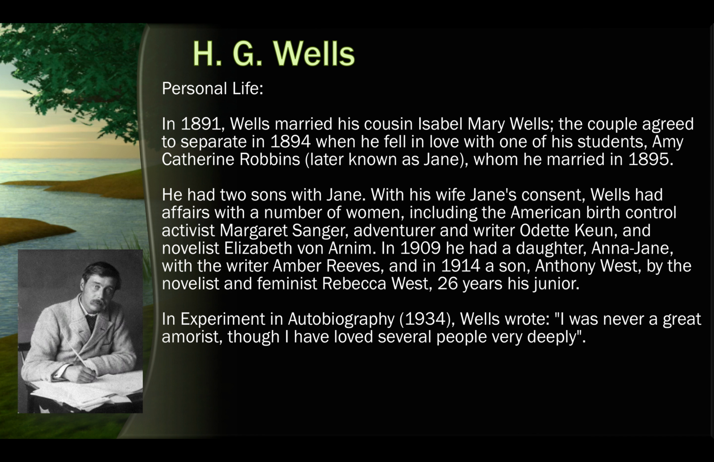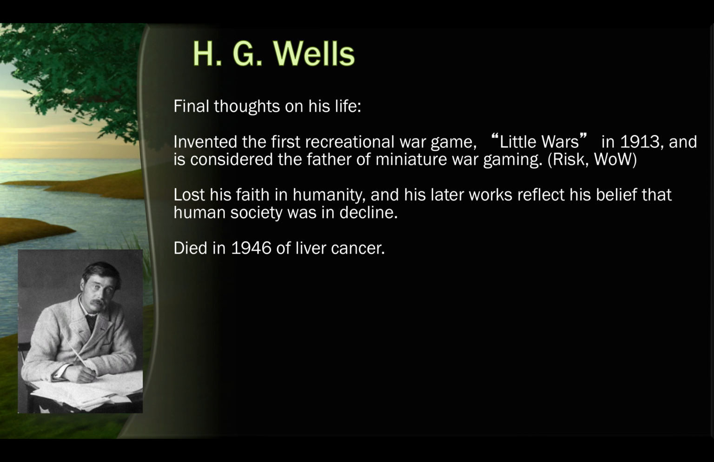So with his wife's consent, he had many affairs, including some famous ones: famous American birth control activist Margaret Sanger, adventurer and writer Odette Keun, novelist Elizabeth von Arnim. He had a daughter with a writer. He had a son with extremely famous writer and feminist Rebecca West. And he wrote in his autobiography, "I was never a great amorist, lover, though I have loved several people very deeply." Okay, so again, just radical, wanted to change the status quo on every level.